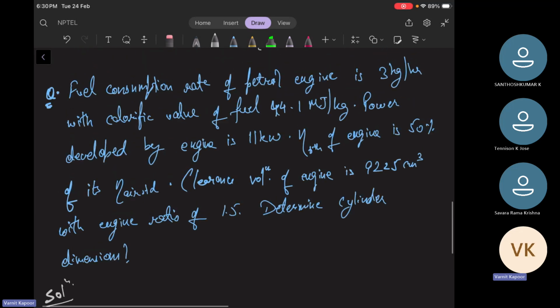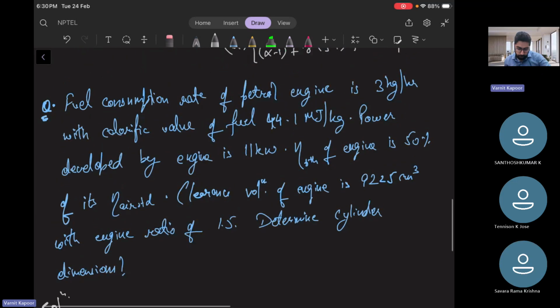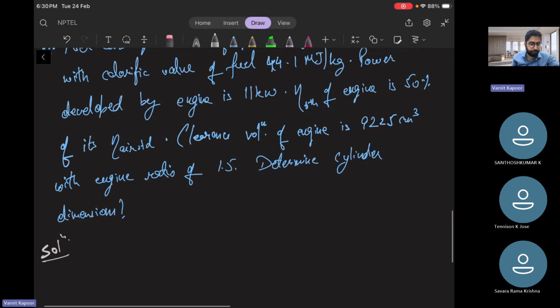It is given that the fuel consumption rate is 3 kg per hour. The calorific value is given, so you can get the heat added per second from this. The power developed by the engine is 11 kilowatt, basically the brake power. The brake thermal efficiency relative to air standard, that is the relative efficiency, is given as 50%. The clearance volume is given, and L by D is given as 1.5. So everything is almost given to you.